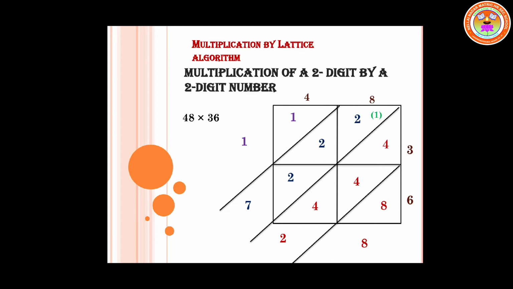How to write the answer? You are going to write the answer in this way. You start from the top. So 1, 7, 2, 8. This is how you are going to write the answer. So what is the final answer? 48 into 36 is equal to 1728. Yes? Shall we move on to the next sum?